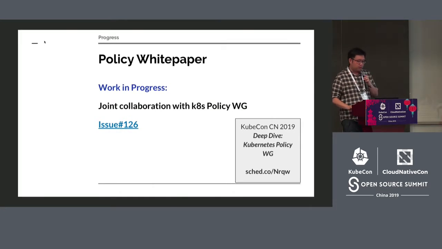So another thing that's been going on is a policy white paper. This is not something I'm very involved with. I don't know if Zipeng is here. He's the one that's really driving this. He's part of the policy work group, and he's going to have a deep dive about the Kubernetes policy work group. And I think he may talk a little bit about this white paper that we're writing. But if you go to this issue and you click through, there's going to be a document talking about what are the details of the white paper.